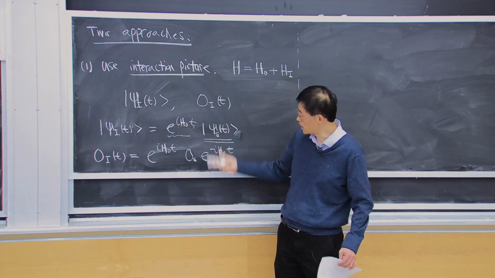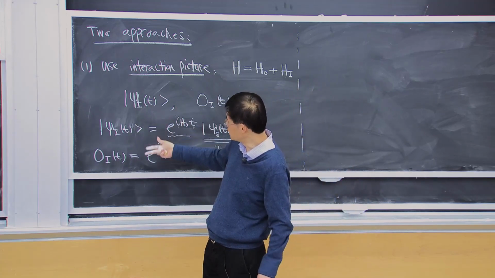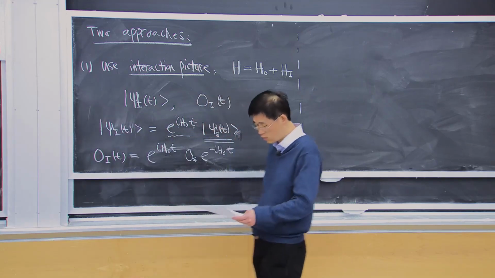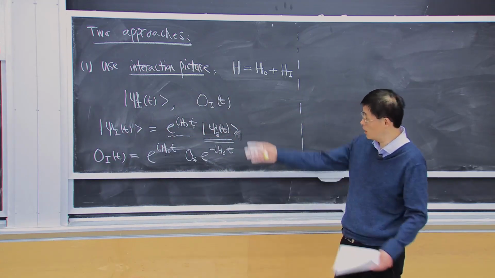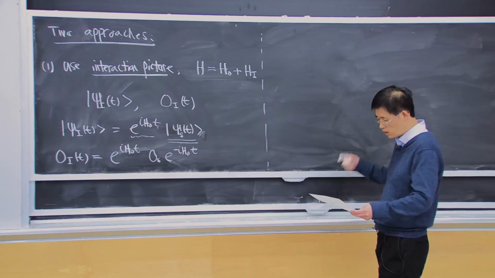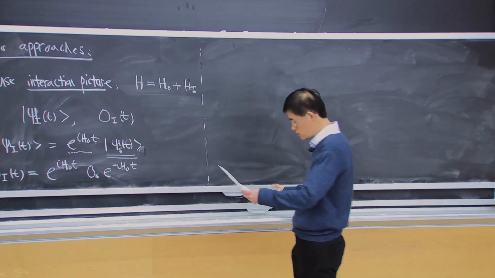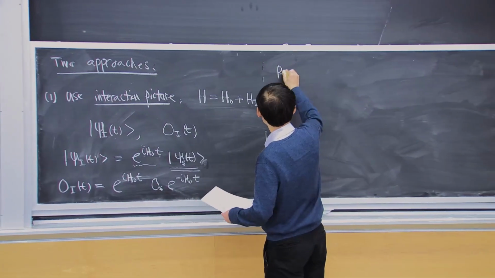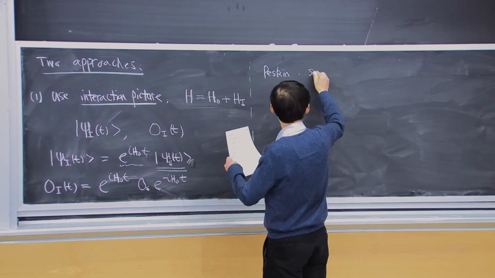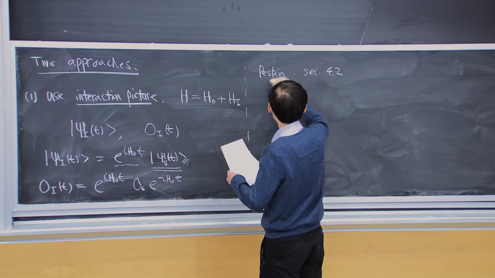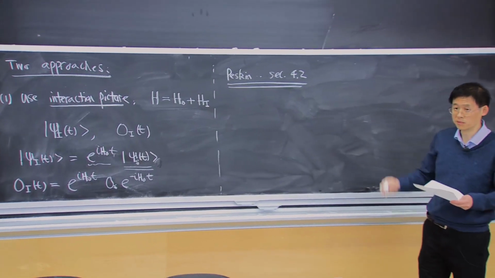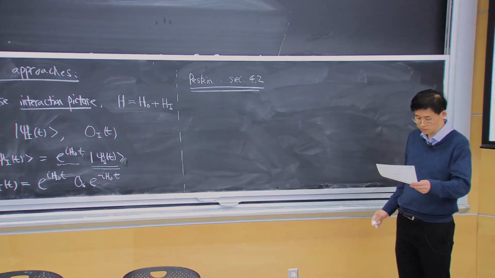Anyway, with some manipulation, by introducing this interaction picture, you can design a more clever way to do perturbation theory. I will not go through it here. You should read the book by Peskin and Schroeder, section 4.2, where they give a detailed discussion of how you do perturbation theory using the interaction picture.